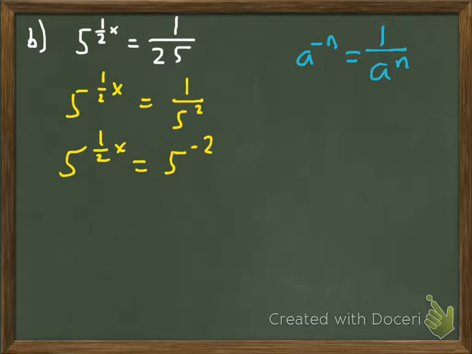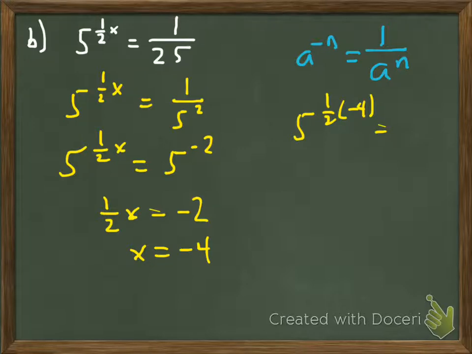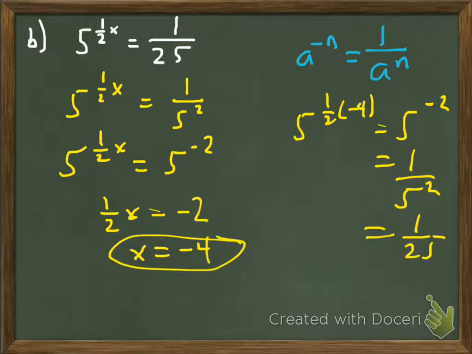And now that the bases are equal, we can simply set the exponents equal to one another. Now we've got our answer. And indeed, 5 to the 1/2 times negative 4 power equals 5 to the negative second power, which equals 1 over 5 squared, which equals 1/25. So you know that our answer there is correct.